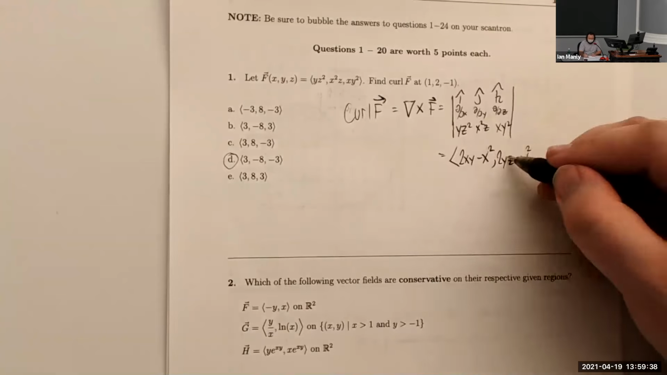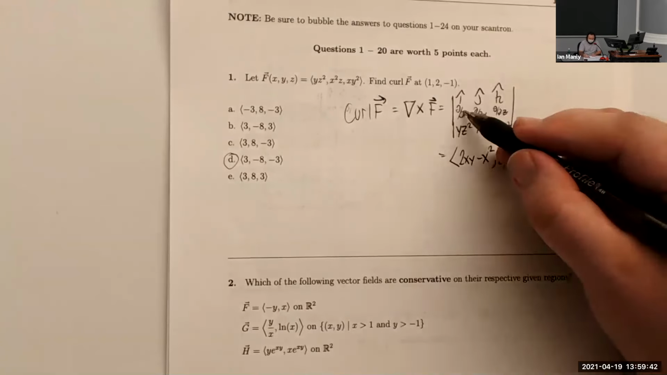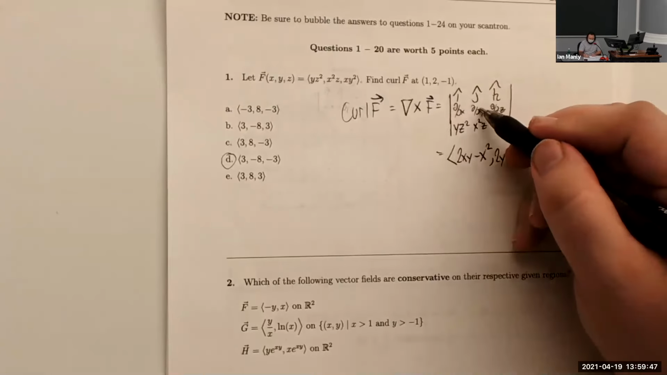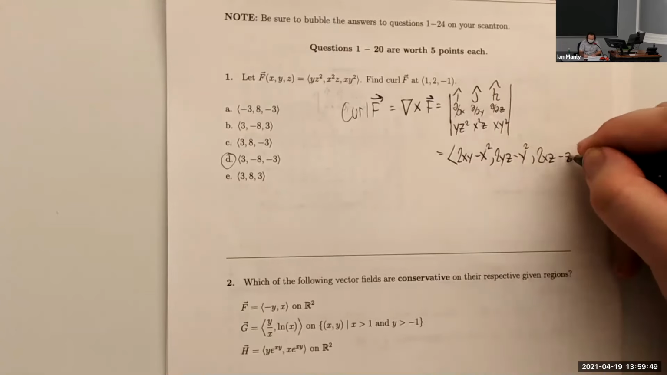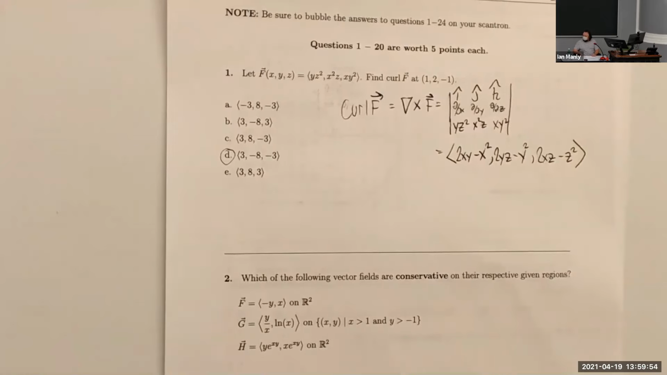And we put these in the reverse order because it's j hat. And then with k hat, we have the x derivative of this, which is 2xz. And then we have the y derivative of this, which is z squared. All righty, there we go.